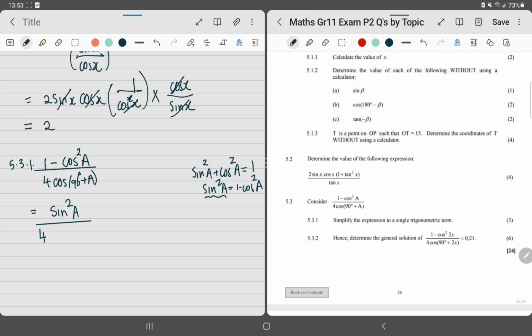Cos of 90 plus a is in the second quadrant. In the second quadrant, cos is negative. So we're going to have that negative there. But because we have used 90, the cos will change to a sine. So one of those will go with that. So I'll be left with negative 1 over 4 sine of a.